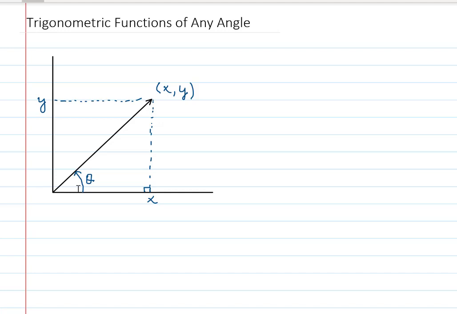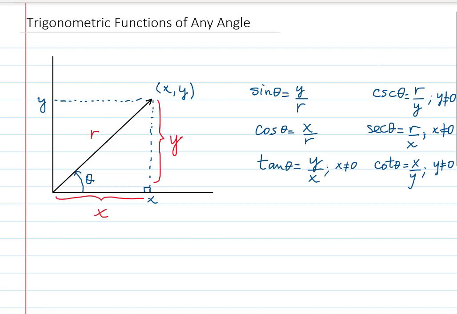Because the vertex of this angle is the origin, this side right here is x, and in the same way, this is y. So if I let the length of this ray be r, based on the right triangle trigonometry we saw in the previous section, we can define the 6 trigonometric functions of this angle theta. So here they are, guys. We have the 6 trigonometric functions defined with our x and y and this length of the ray that we call r.